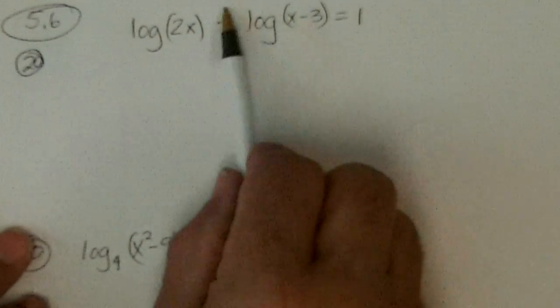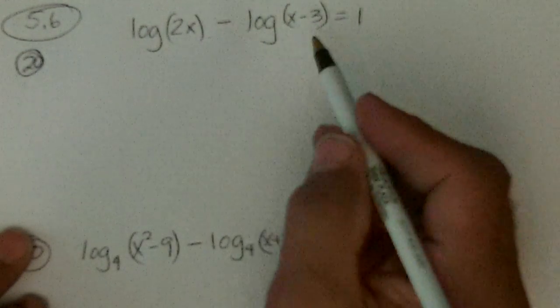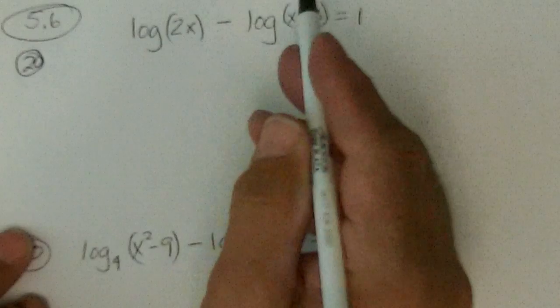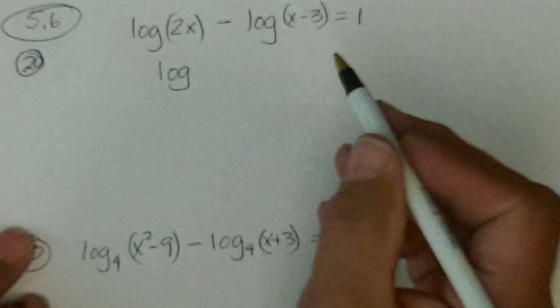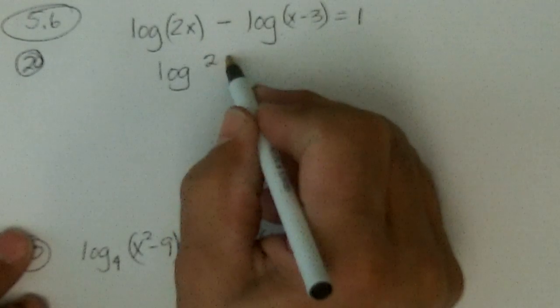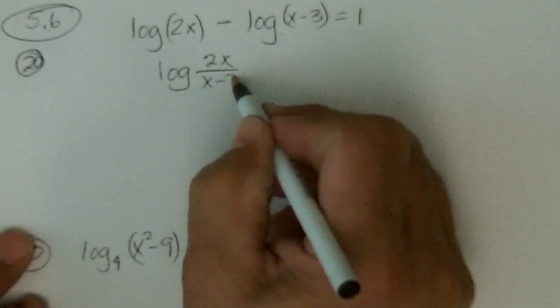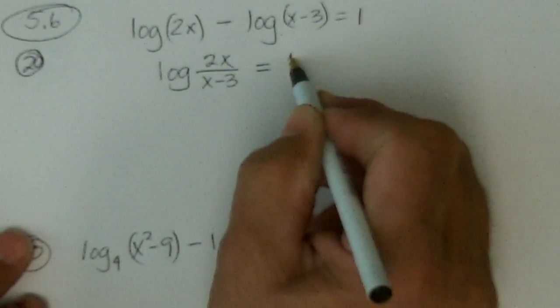Now first of all, we just have to have it down to a single log equation, so if we're subtracting, that would be the log, and this is base 10 because there's no base written, of 2x divided by x minus 3 equals 1.